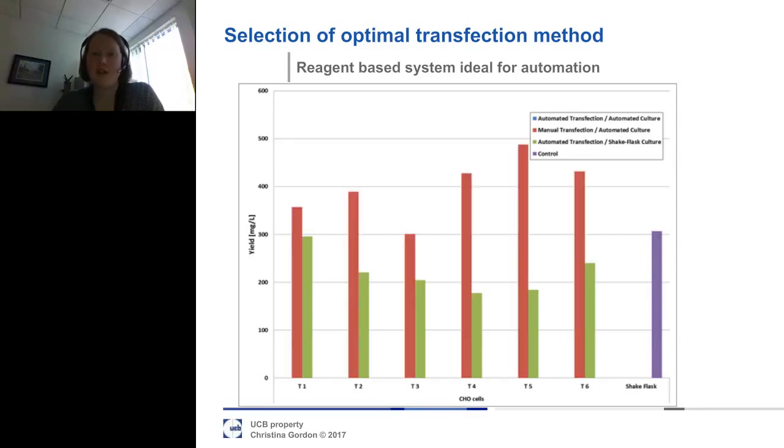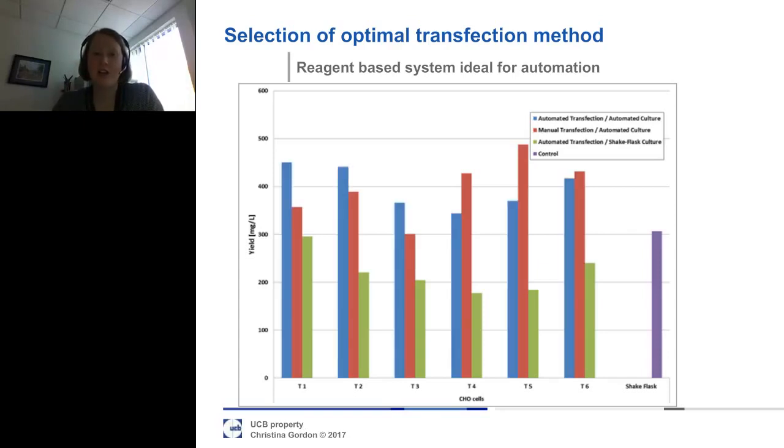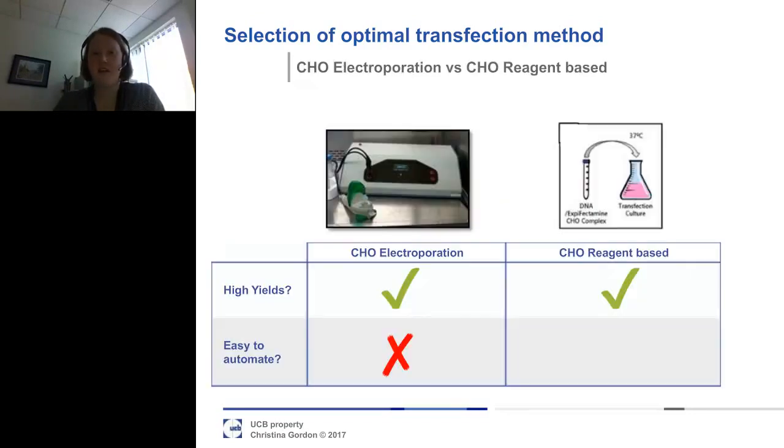So now we did it the other way around. We prepared the transfection mix manually in the hood, as we would usually do, and then added it to the automation unit, the culturing unit of the Ambr. And as you can see here, there is a clear benefit over doing so. And then finally, we actually programmed the Ambr to do the whole job for us. And as you can see here, in most of the cases, if not all, the yields are good, if not better, than our shake flask control. So this made us feel very confident that the reagent-based method is the one to go forward with.